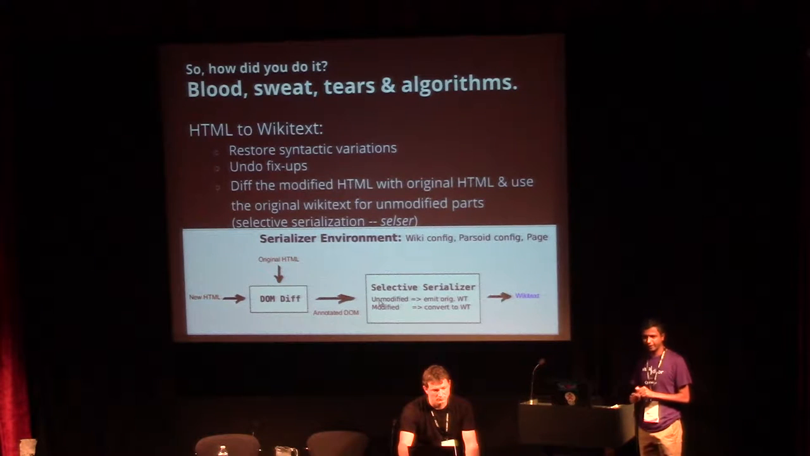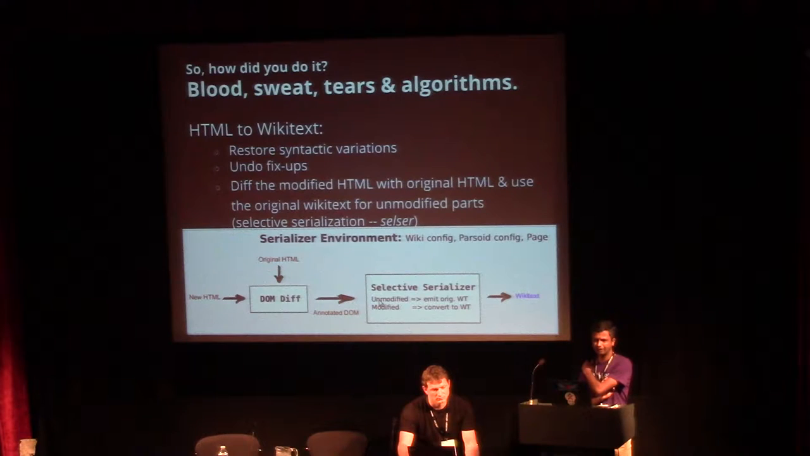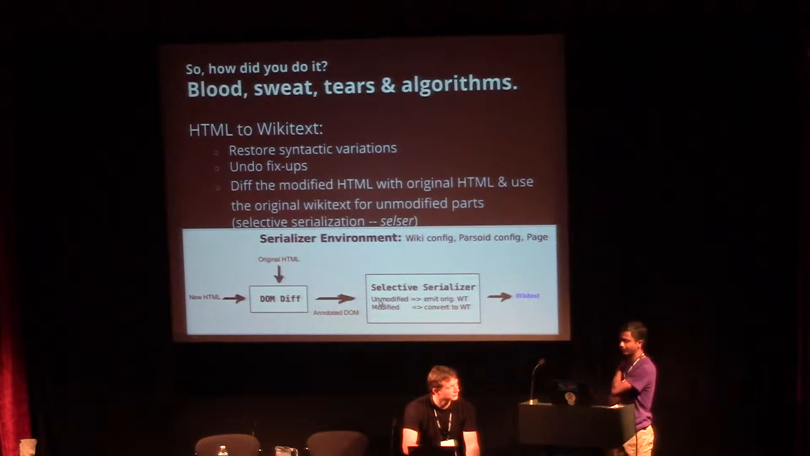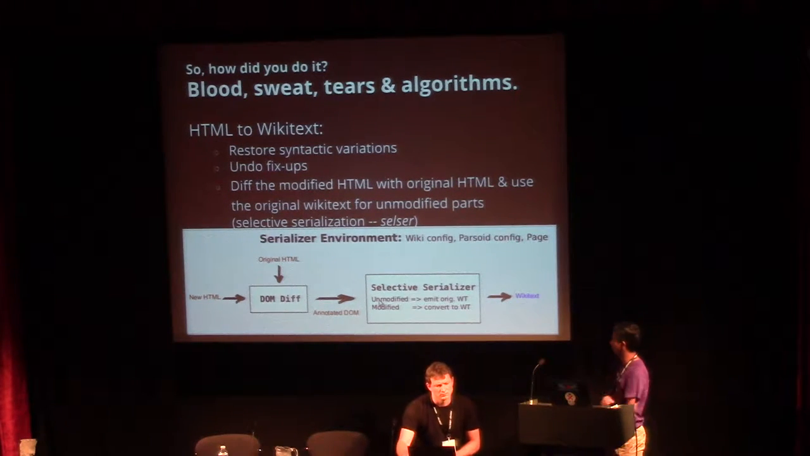And when we go back, in order to prevent any dirty diffs, we have to restore any syntactic variations that we normalized as part of the parsing, and any HTML fix-ups that we made to fix errors we have to undo. And the most important thing is, even despite all that, we'll introduce diffs if we serialize the whole thing from scratch. So what we do is, when an editor, like the visual editor, gives us back the new HTML, we just do a diff of the original and the new HTML, and only use serialization for the modified HTML.